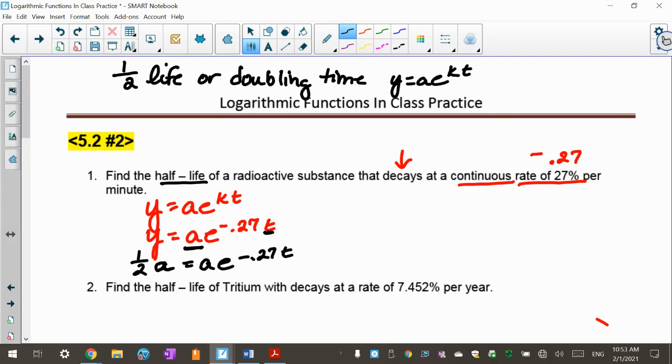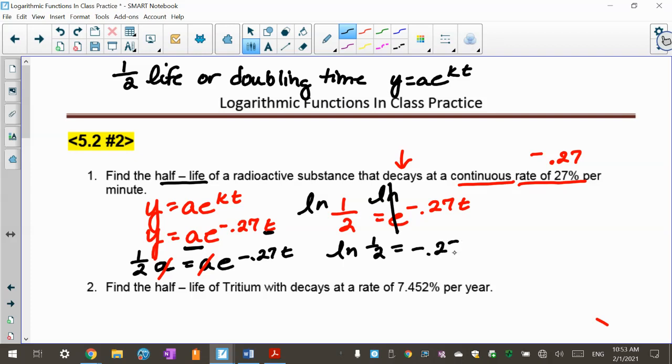And then when you actually go to solve this, it's so much easier because I can divide by A. Thanks for playing, it's gone. So I have a half equals e to the negative 0.27t. And I'm solving for t, so I can natural log both sides. So I know the natural log of a half equals negative 0.27t. And if I divide through by negative 0.27, then I've got t equals the natural log of 1/2 divided by negative 0.27. And when I put that in my calculator, I get roughly 2.57 minutes because it was in minutes.